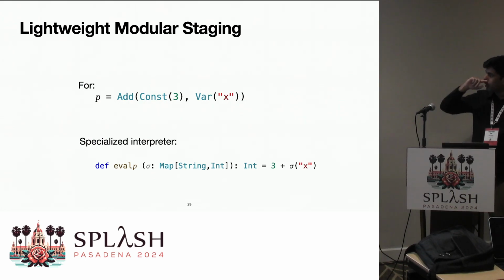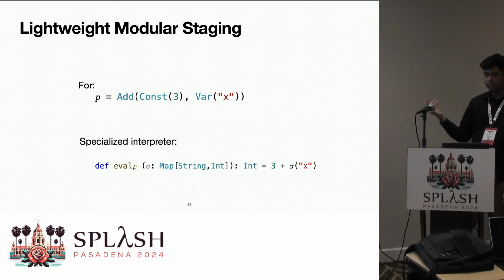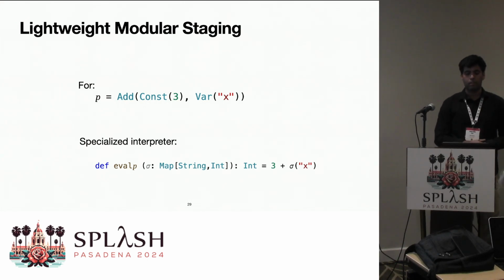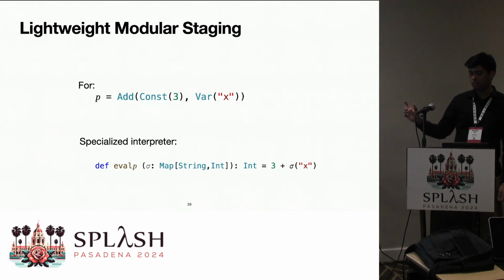So for this sample AST p, which adds a constant to a variable x, since in our interpreter e was a first stage value and the environment was a second stage value, we can see that we can unfold the recursive function calls and eliminate the static computations over p and generate a specialized interpreter eval p that sums the concrete value 3 to a lookup into the map for the variable x.